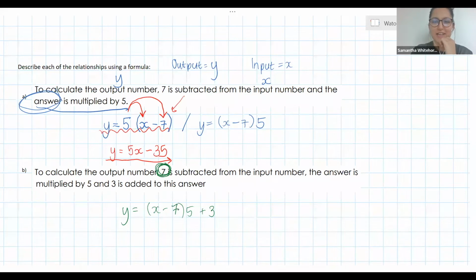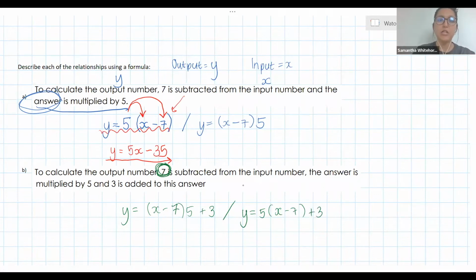Right, so guys, that is exactly it. We've got the input number, subtract 7, x minus 7. That answer times 5, so the bracket times 5, plus 3. Now again, you can write this with the 5 in front. So you could write this as y is equal to 5 times x minus 7, plus 3.